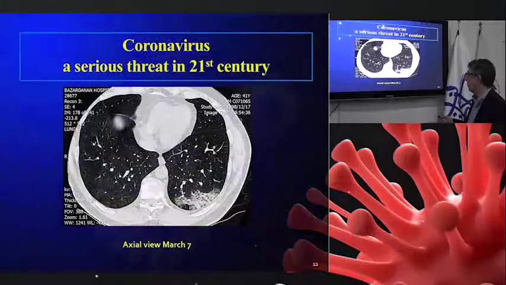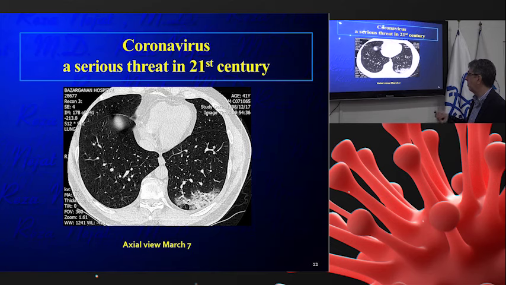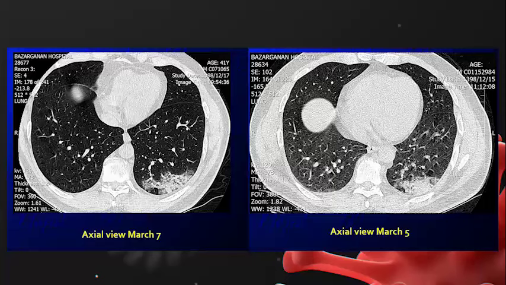So this is his CT scan axial view on March the 7th. Go back to this axial view. You can see a few granules in the right lung, which was not yet involved with a consolidation like here. And on March the 7th, the granulous appearance, salt and pepper appearance of the right lung improved, and the consolidation went to a reticular formation appearance.